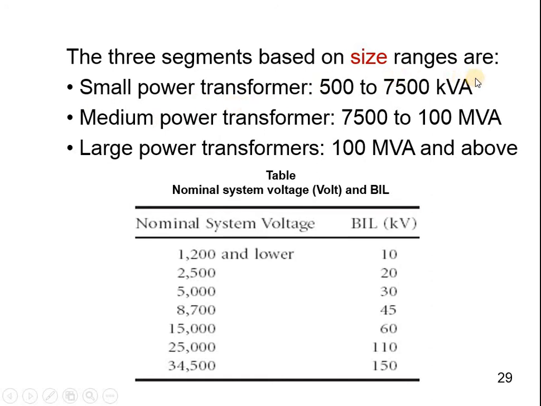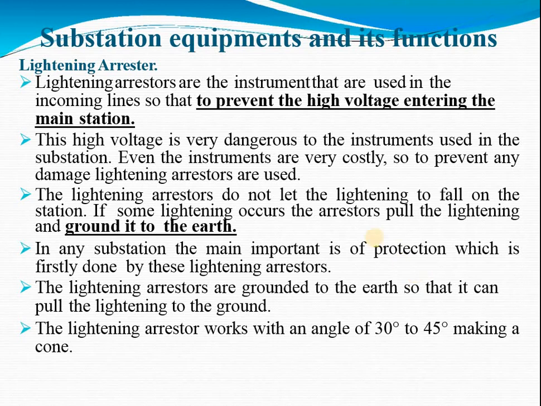The three segments based on the size range are: small power transformer of the rating 500 to 7500 kVA, medium power transformer in the range of 7500 kVA to 100 MVA, and large power transformers of 100 MVA and above. Nominal system voltage and basic insulation level we are going to follow, so we have to refer to this chart.